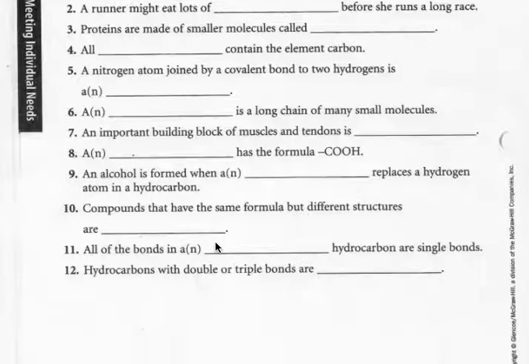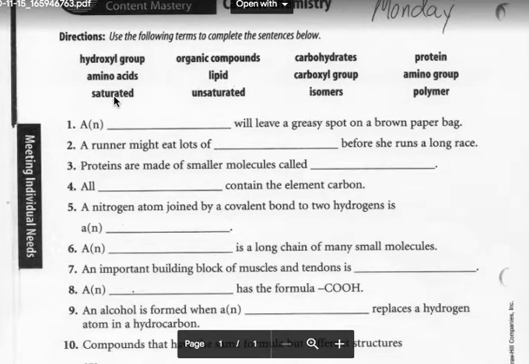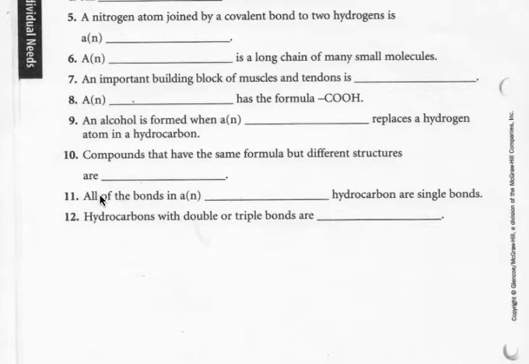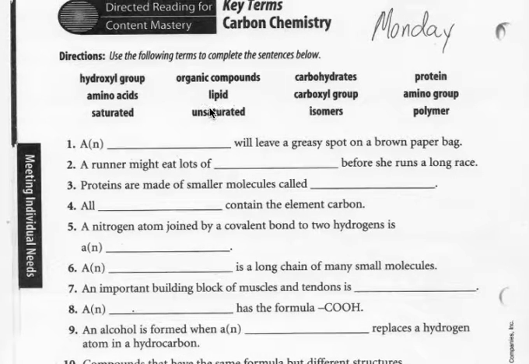Number 11, all of the bonds in a blank hydrocarbon are single bonds. That would be saturated. Saturated for single bonds. That's how I remember that. Number 12, hydrocarbons with double or triple bonds are called unsaturated. That should be all of the answers for our key terms.